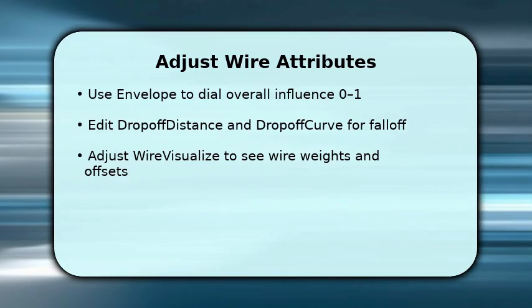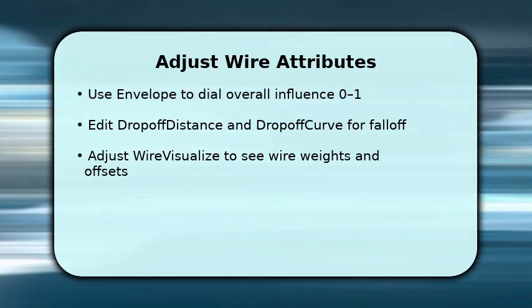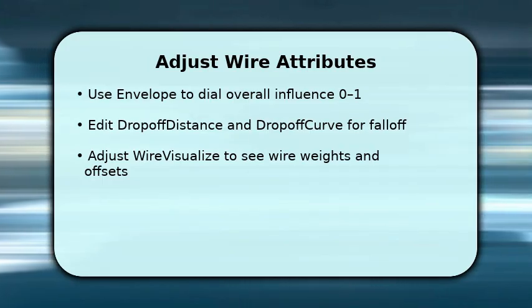Then tweak drop-off distance and drop-off curve to shape how influence fades from the curve to the mesh, because soft fall-off prevents harsh pinches. Make sure Wire Visualize is on so you can see weights and offsets, and use the Offset attribute to nudge vertices without moving the curve. This helps you isolate mesh corrections while preserving the original guide shape.